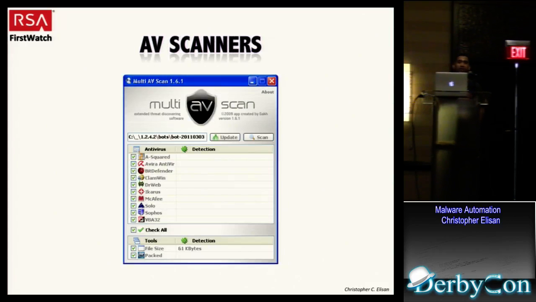As us researchers use different AV scanners, different security appliances, different security products to determine whether malware is detected or not, attackers also use the same thing for their quality assurance purposes. This one, the multi-AV scan, is one of the more popular tools that you can download freely on the internet. So what it does is that it has the ability to run multiple AV products in one box without them conflicting with each other. And it's a good way to check whether your creation is detected or not.